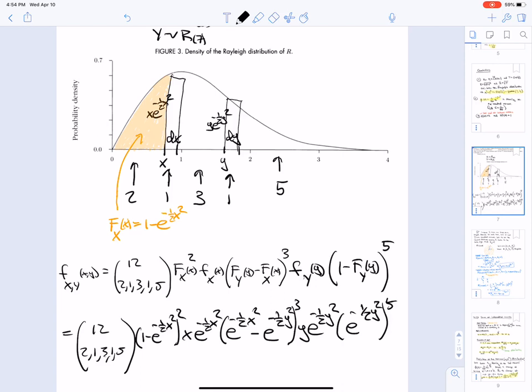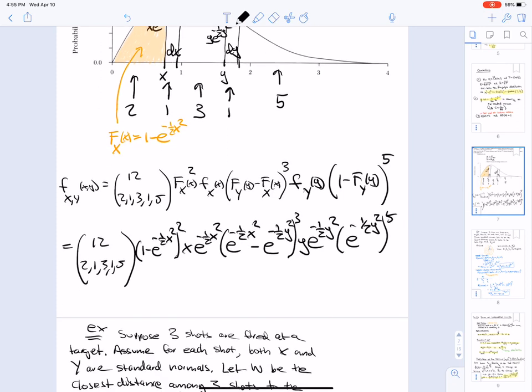and the chance that a dart lands between x and y is the difference of the CDFs at x and y. So I'm going to cube that, and similarly for the rest of it. So just lastly, the chance that you get 5 darts greater than y would be 1 minus the CDF of y to the 5th power. So now I just substitute in the density and the CDF and the survival function into here, and we're good to go.